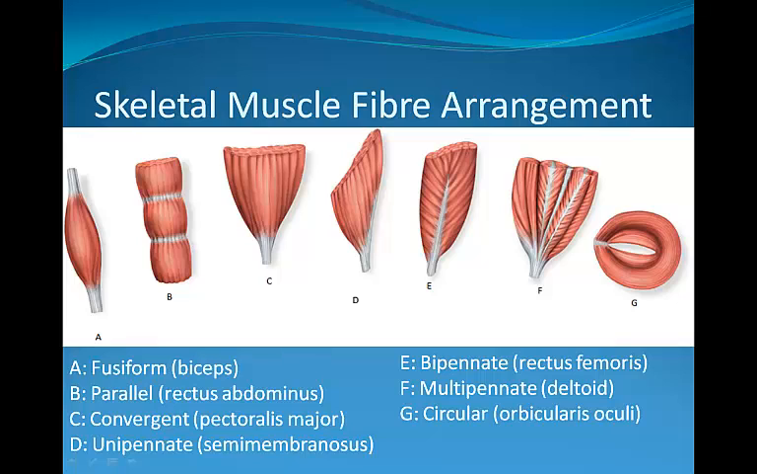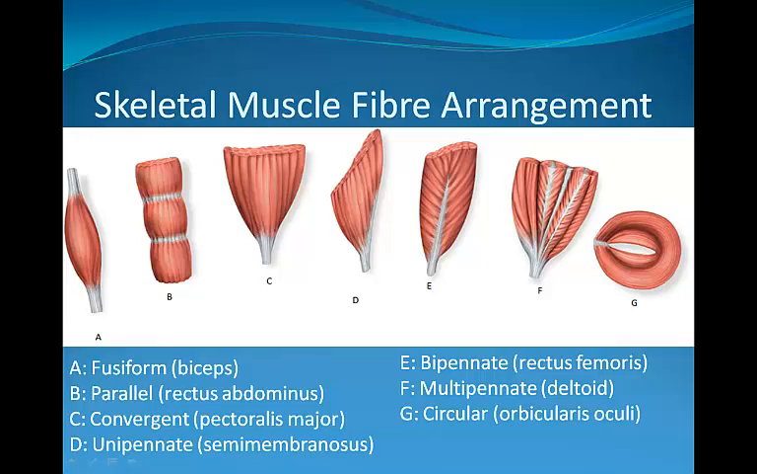D, unipennate, is the type of muscle that will branch off to one side of a tendon, and an example of that is the semimembranosus, and that's found in your leg, in the back of your leg. E, bipennate, similar to unipennate, but it's got the word bi, which means 2, so it branches off 2 directions from the tendon, and an example of that is rectus femoris, and that one is found in your quads.